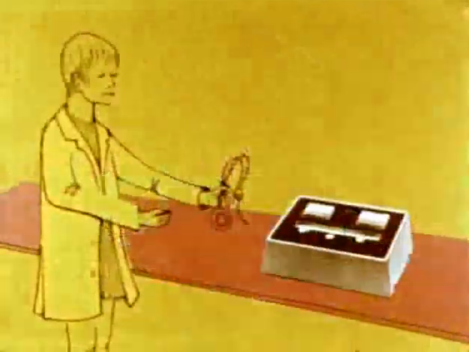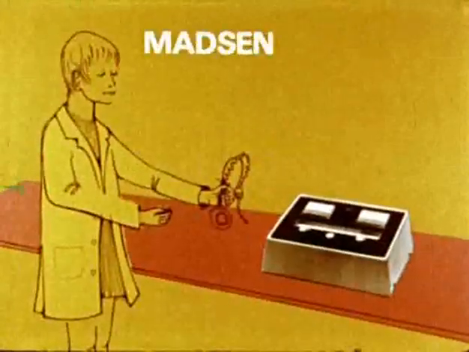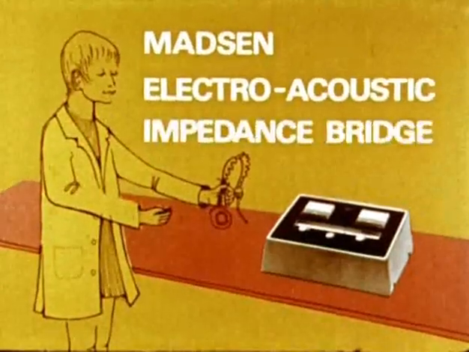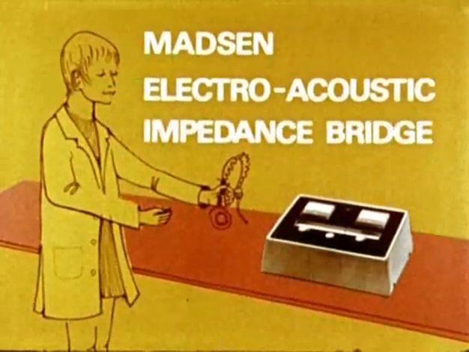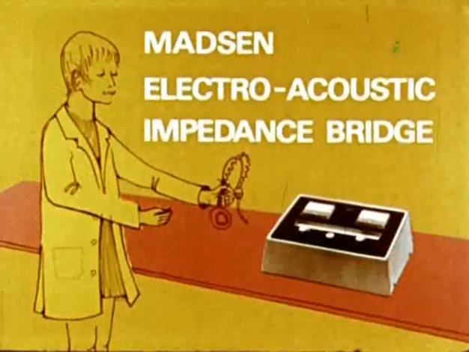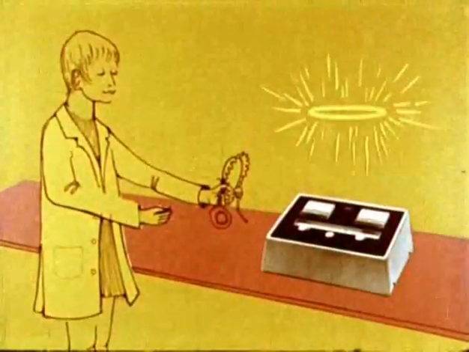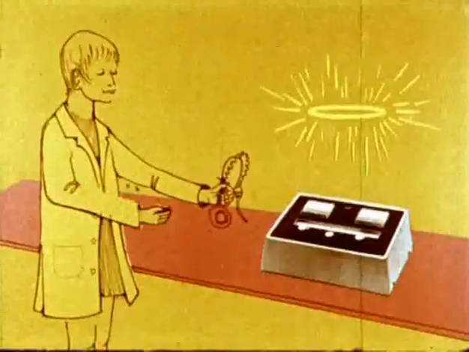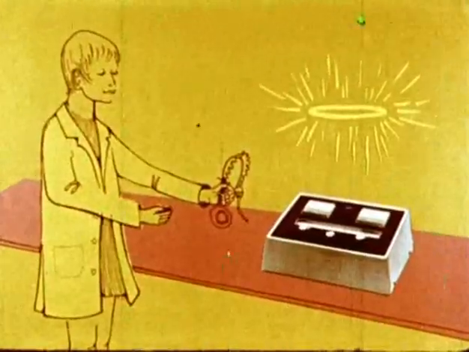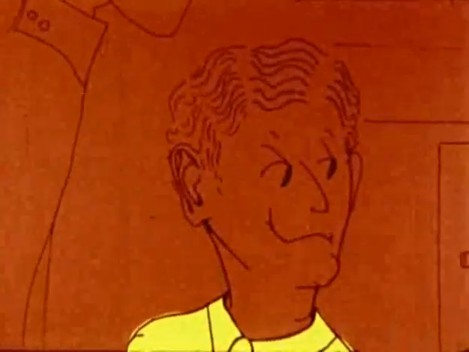Many of these questions can now be answered by use of the MADSEN electroacoustic impedance bridge, which, for the first time, enables rapid and accurate estimations of acoustic impedance to be made in clinical situations. This machine produces results so quickly that the patient's main complaint is that he no longer has time to appreciate fully the finer points of the examination. But what is acoustic impedance, and how can it be measured?